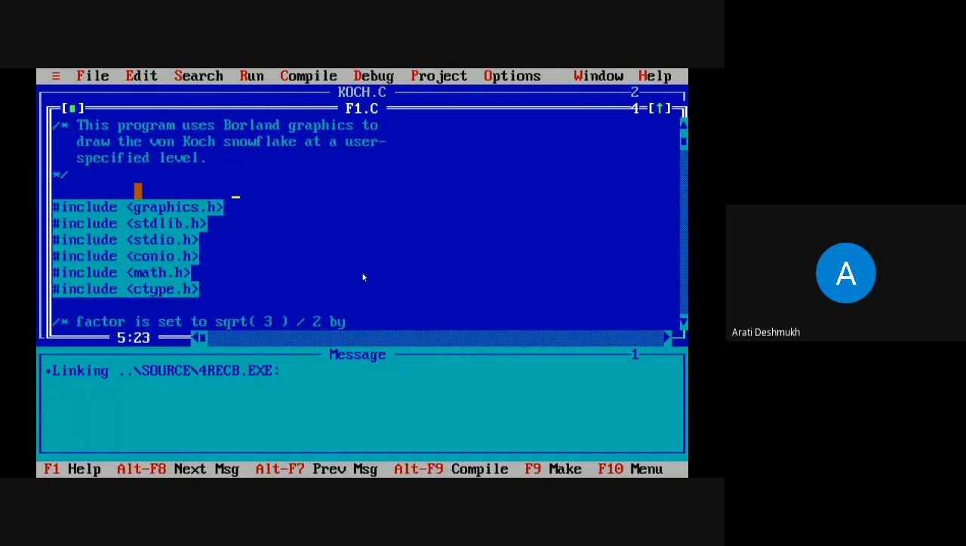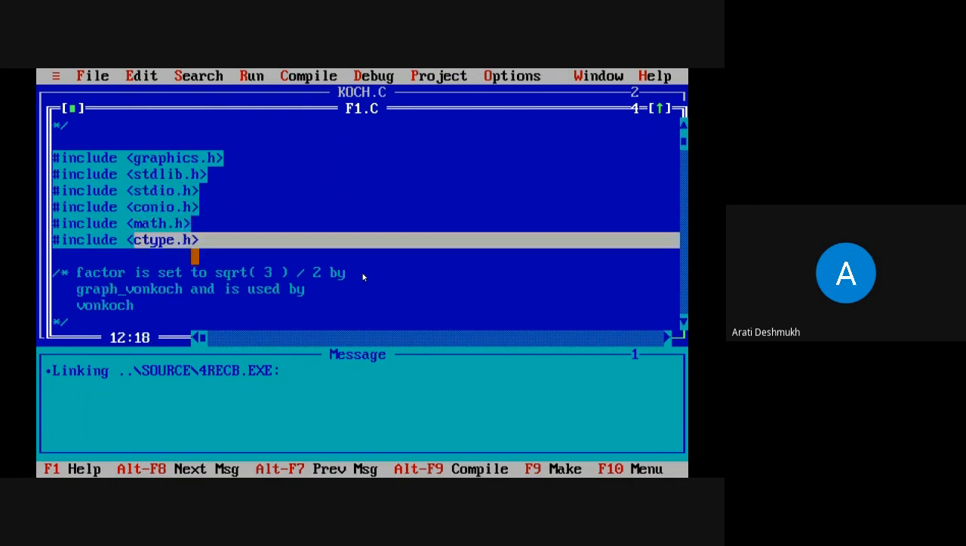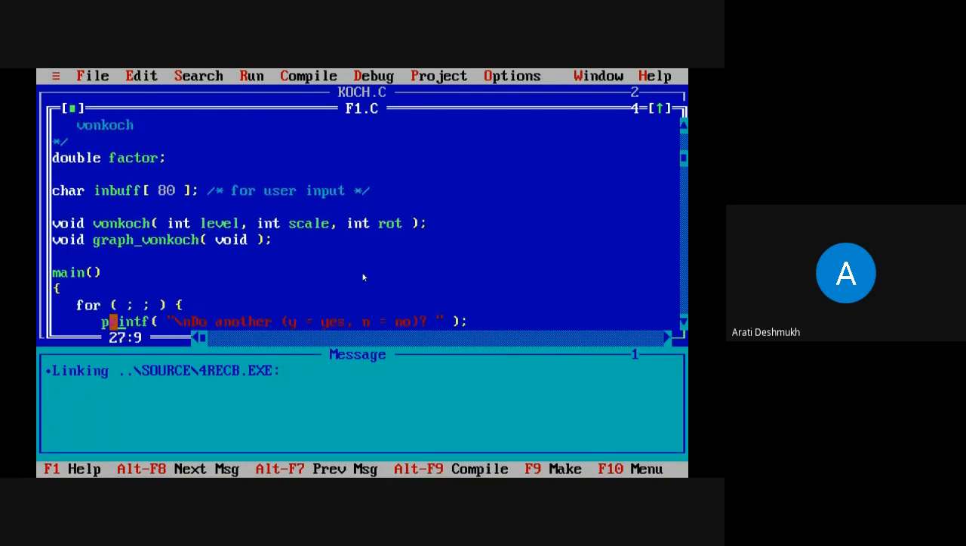This is the program for the Koch curve. We are using these header files: graphics.h, stdlib.h, stdio.h, conio.h, math.h, and ctype.h. This is a new header file we are using here. First, we have to store all the values as the maximum size.